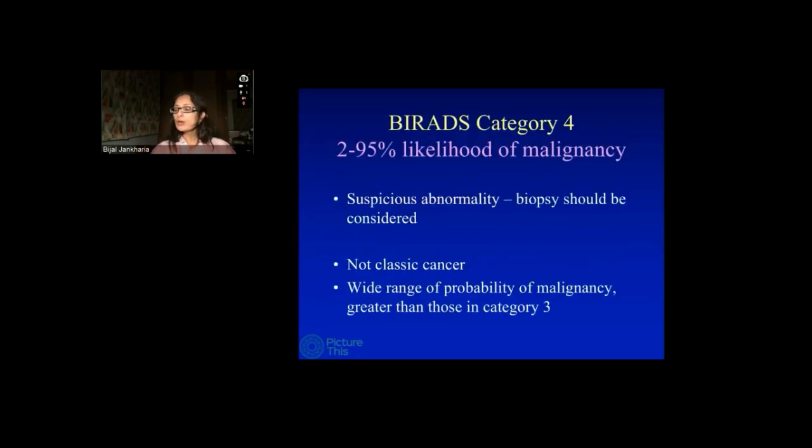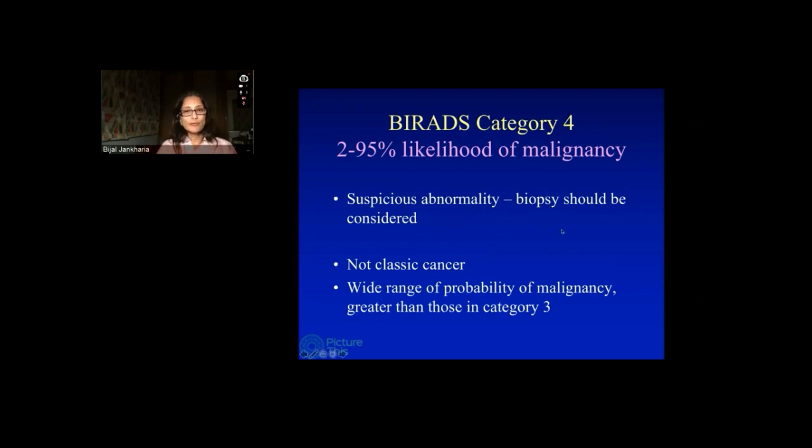So next we go on to BI-RADS category 4, which has a wide range of malignancy. In ultrasound, again, we need not divide it into A, B, C, but it is a good idea to divide it, because then we can decide whether the concordance with the biopsy results is there or not.